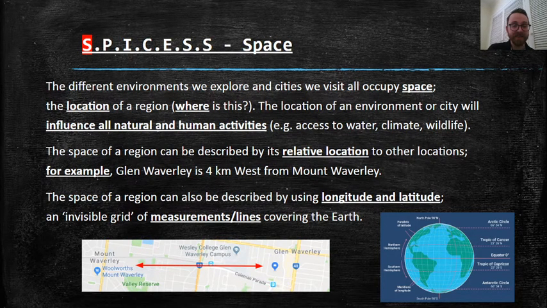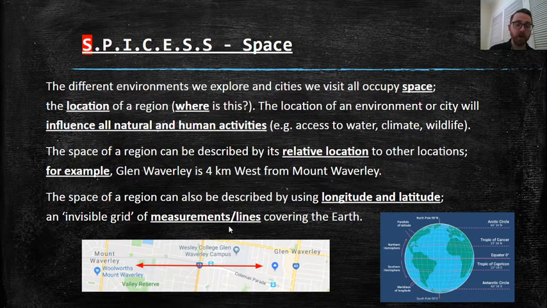The space of a region can be described by its relative location to other locations. So if I'm trying to explain where something is, I could say, well, for example, Glen Waverley is 4 kilometers west from Mount Waverley, as you can see in that map down the bottom.